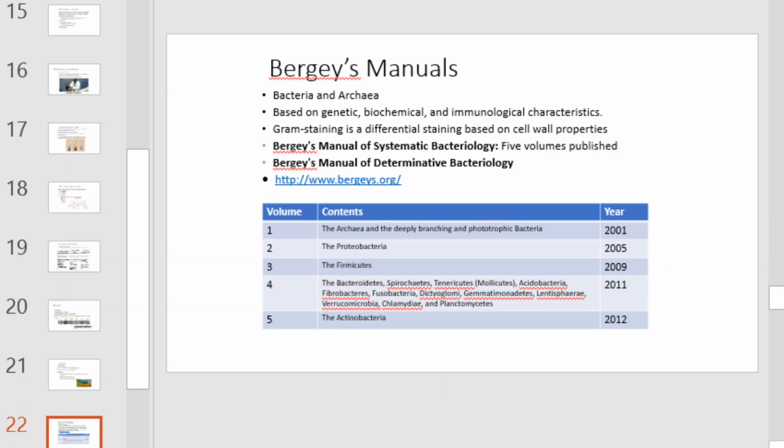The Bergey's manual is used to classify different bacteria and archaea. The Bergey's manual is based on genetic, biochemical, and immunological characteristics of these organisms. Gram staining is a differential stain that's based on cell wall properties that helps us differentiate one organism from the next and ID it using the Bergey's manual key.